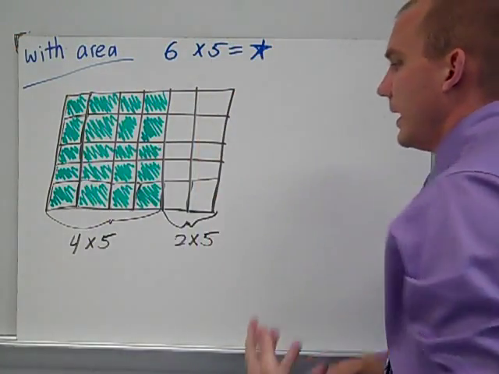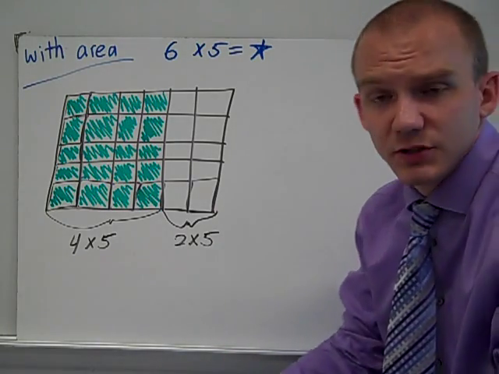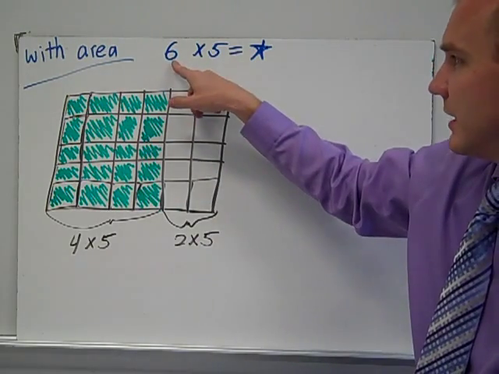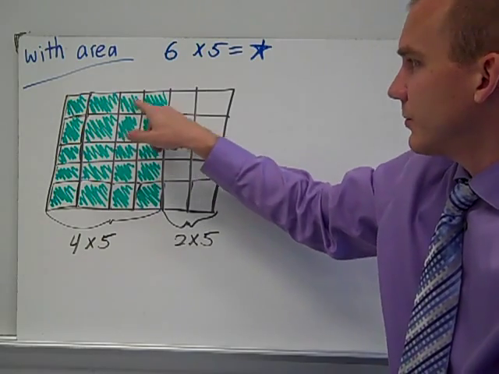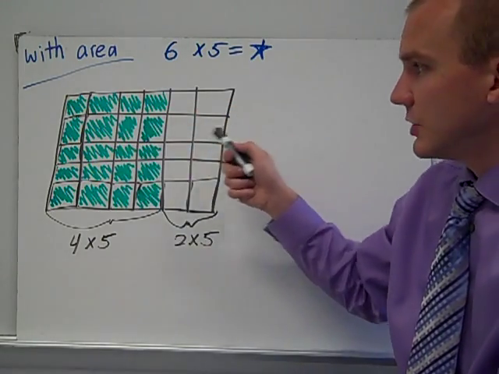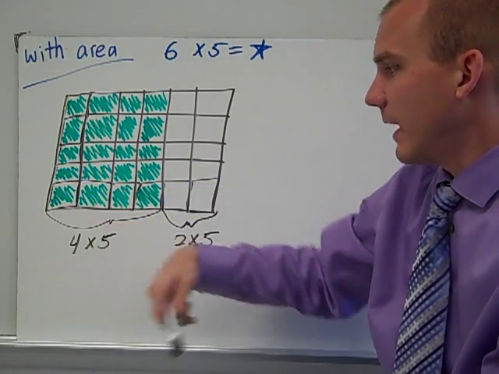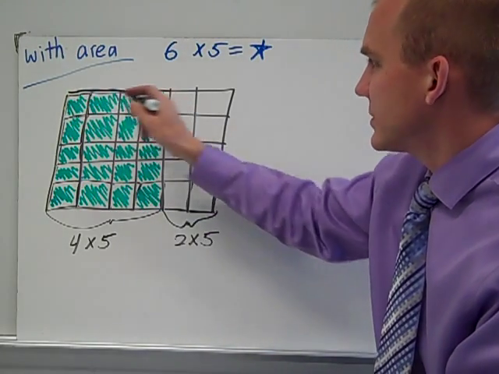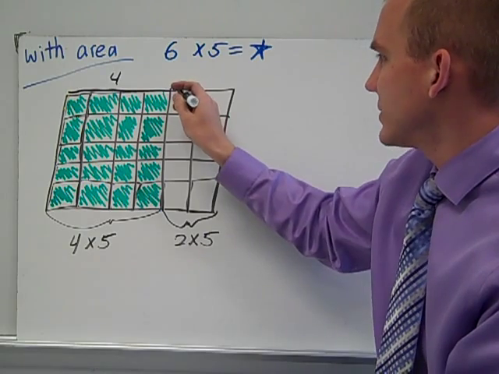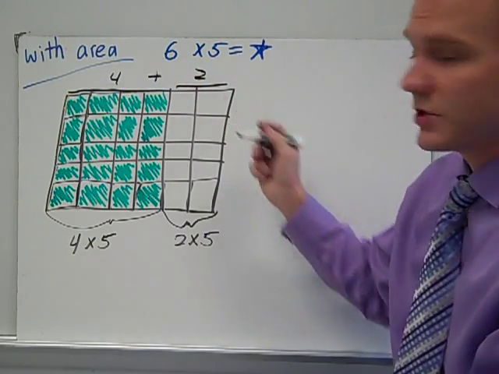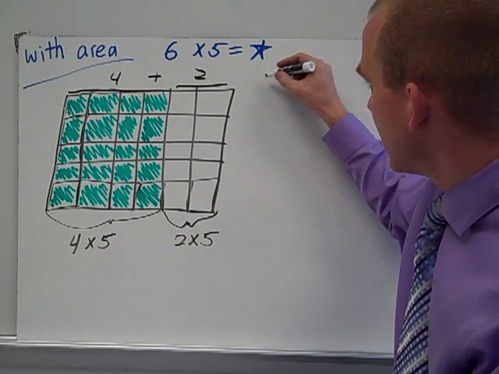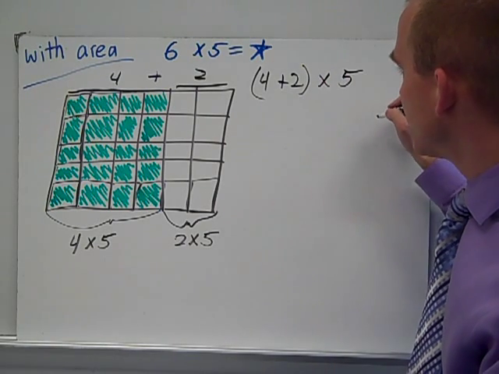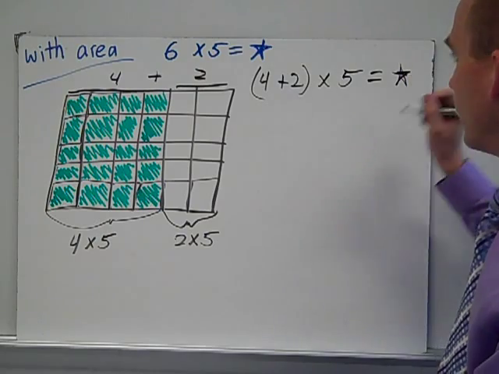It can also be used to help with areas of rectangles, because the area of a rectangle is just like an array: you multiply how many rows times how many columns. In this case, I have 6 times 5. I have 1, 2, 3, 4, 5, 6 in each row, and 5 rows. In this picture I put a rectangle shaded in green that's 4, and an unshaded rectangle that's 2, because 4 plus 2 is 6. So I can replace the 6 with 4 plus 2, and still multiply both times 5. That's going to give me my unknown, the star.